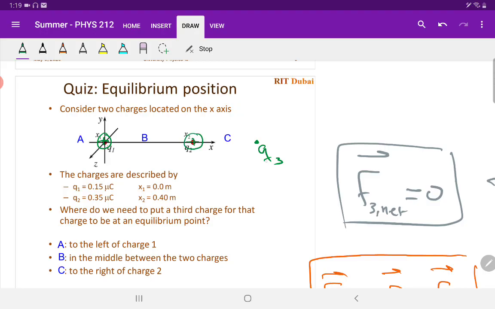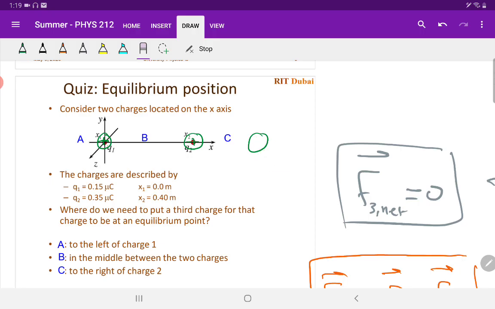Now the question is, how can I find the interaction between Q1 and Q3, when I have no idea what the charge of Q3 is, or what its sign is? Since it's not given, let's make a guess. Let's assume that Q3 is positive. Can I do this? Yes, I can. There is no problem with this.